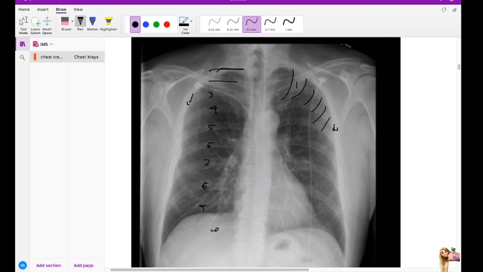Two, three. This is a PA view, because posterior ribs are more prominent. Posterior ribs are more horizontal, and anterior ribs are directed at a 45 degree angle in PA view. So one, two, three, this is four. I hope you guys can see. Four, five, this is six, and the seventh rib will mostly pierce the diaphragm. So this is the seventh rib, kind of piercing the diaphragm. So this is a good quality, maximally inspired chest X-ray.